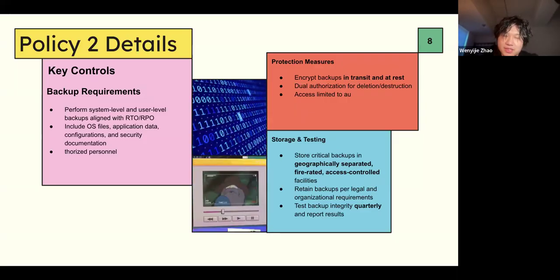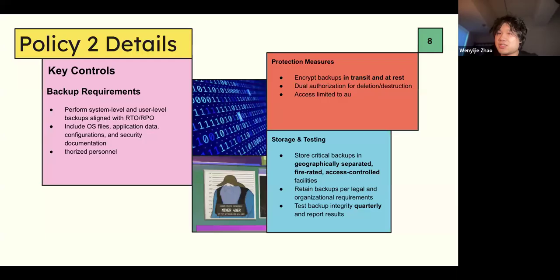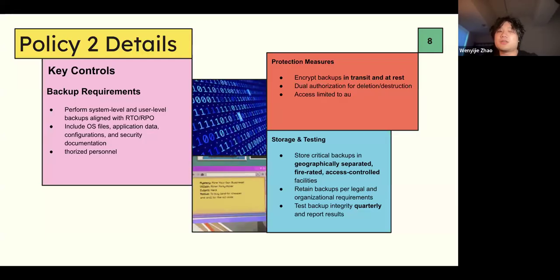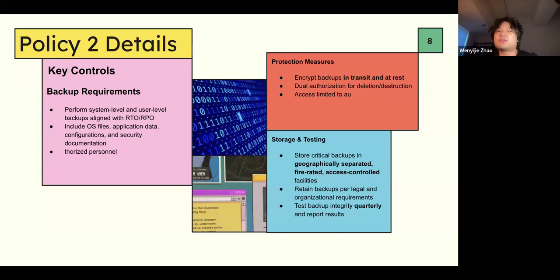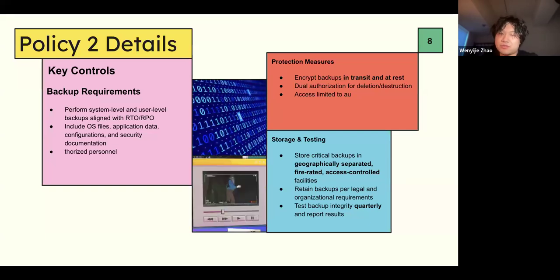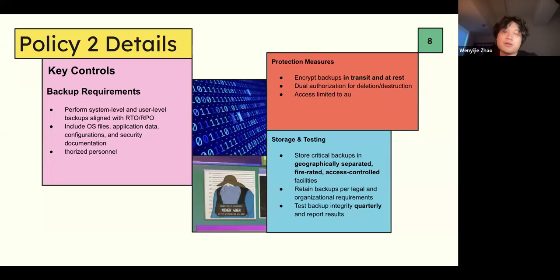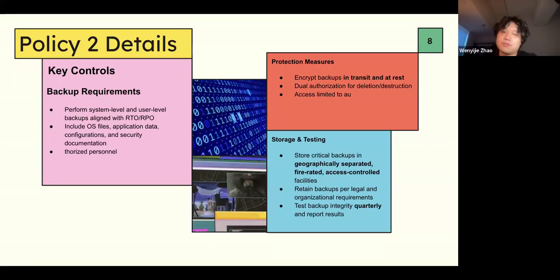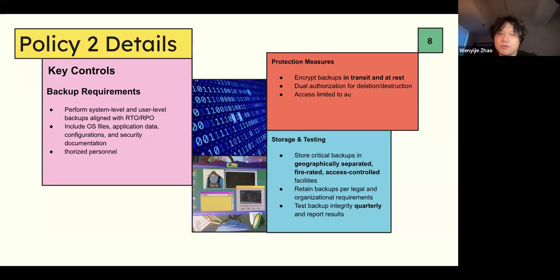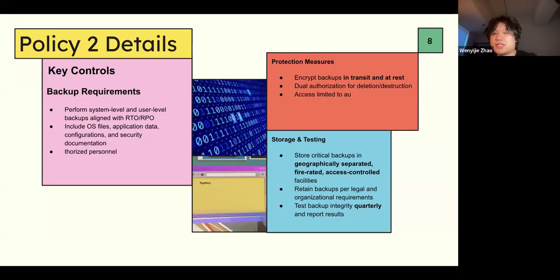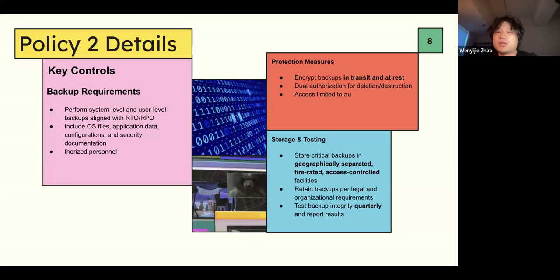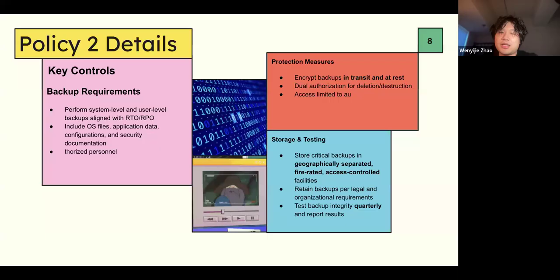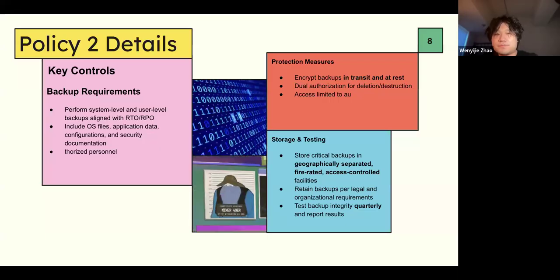All backup media must be encrypted end-to-end in transit and at rest, and the deletion and destruction of backup data requires dual authorization to eliminate single point abuse. Backup storage is restricted to geographically separated, fire-rated, and access-controlled facilities, and retention schedules are enforced according to legal and organizational mandates. Additionally, we conduct quarterly integrity testing and validation to ensure that every backup is verifiably recoverable, and all results are logged and reported to the Information Security Office.